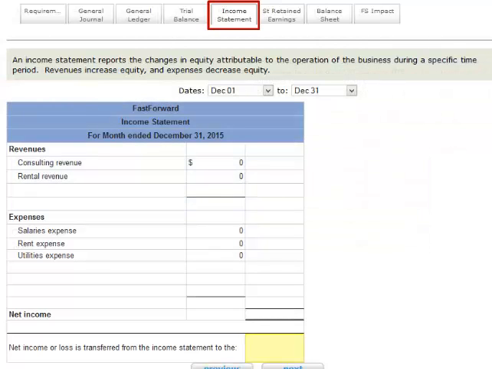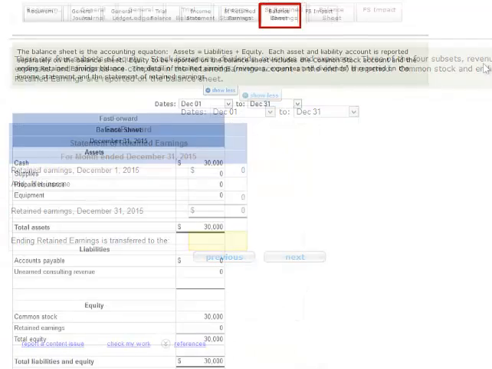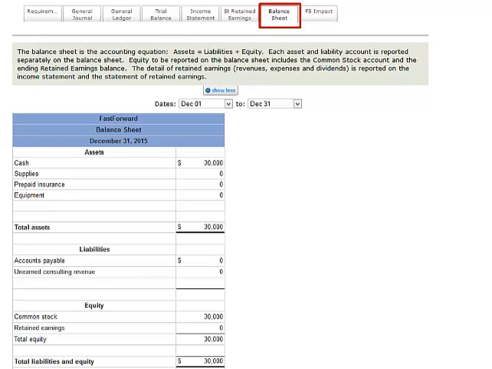This transaction had no impact on the income statement. No revenues or expenses were recorded. There was also no impact on retained earnings. The balance sheet reports the asset, cash, and the $30,000 balance in the common stock account.